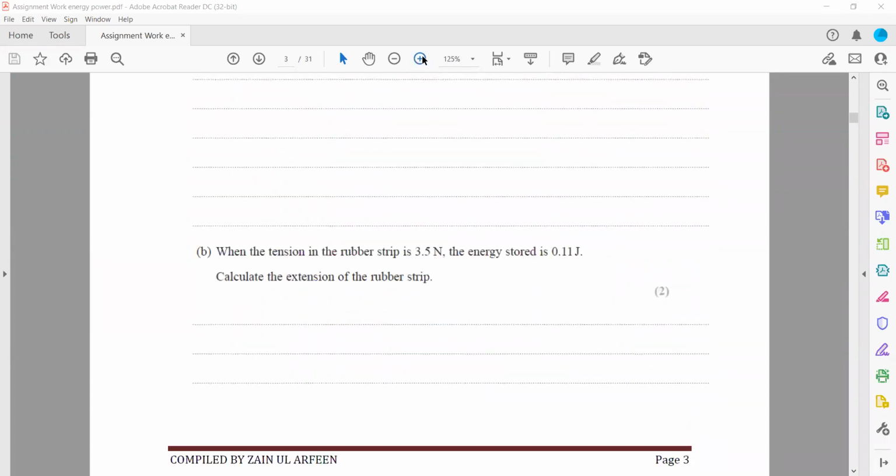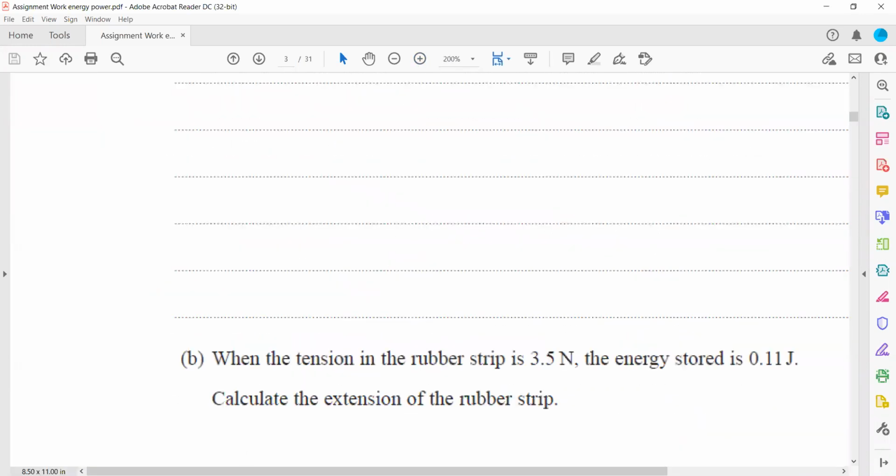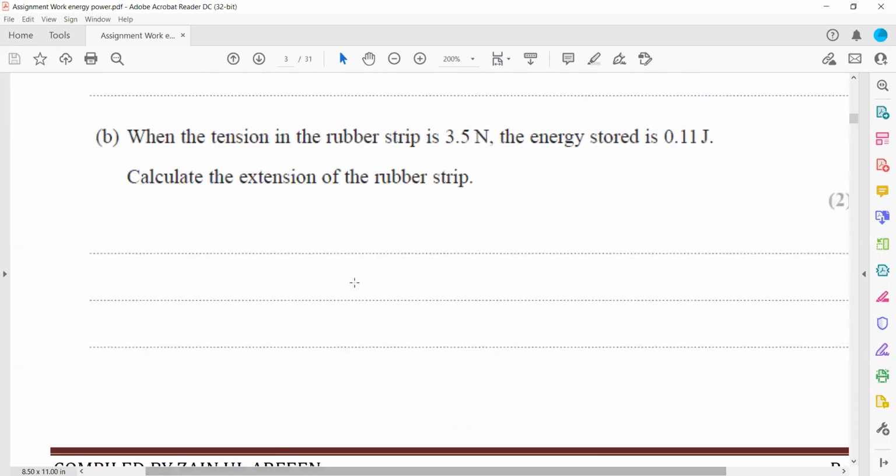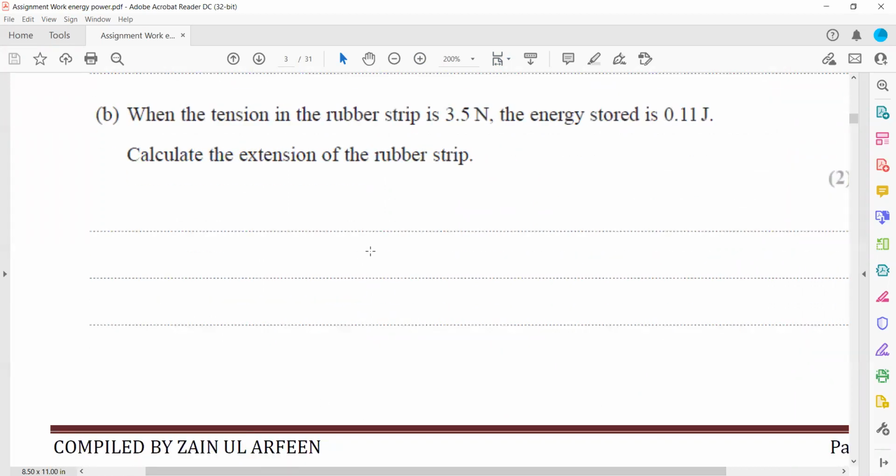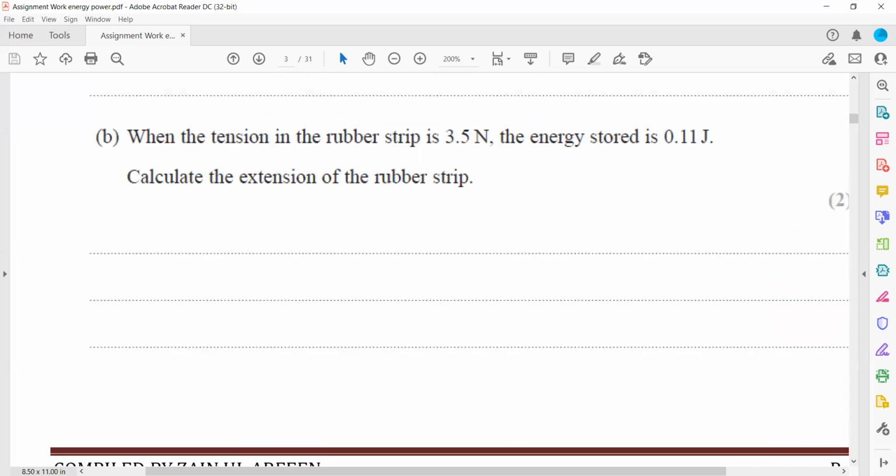The next part, when the tension in the strip is 3.5 Newton, the energy stored is 0.11. Calculate the extension. So how can we calculate the extension?